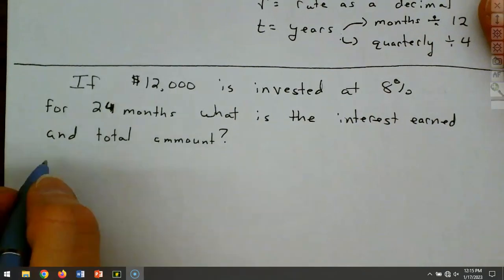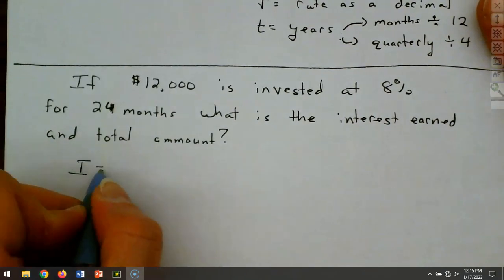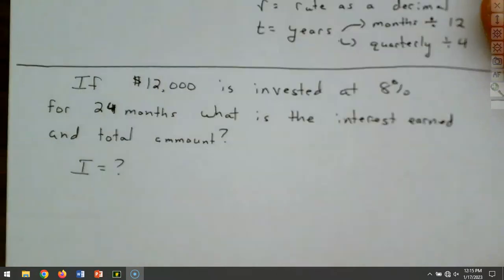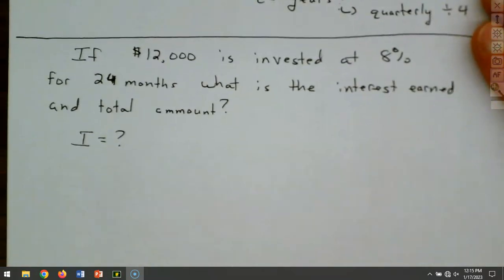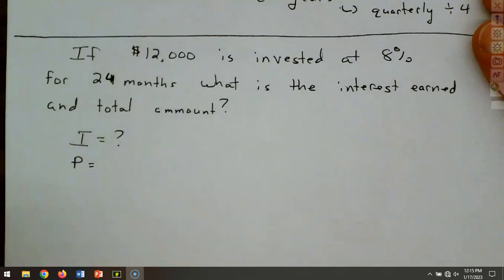So let's go through our pieces. First off, we don't know the I. So that's going to be the question mark. So we don't know that. We know the principal P. Well, how much did we start with?